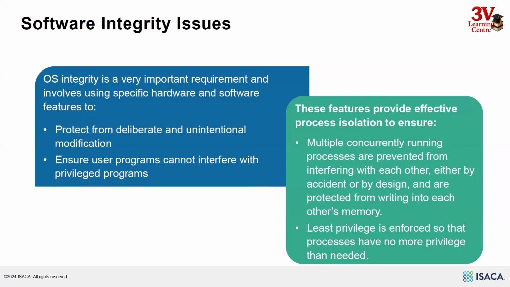Then also the least privilege is enforced so that processes have no more privilege than needed. So whatever privilege a process has should be controlling the process or the parts that affect that process and nothing more. It shouldn't have the privilege of reading another process's data or another process's information. All right. So that's that here.